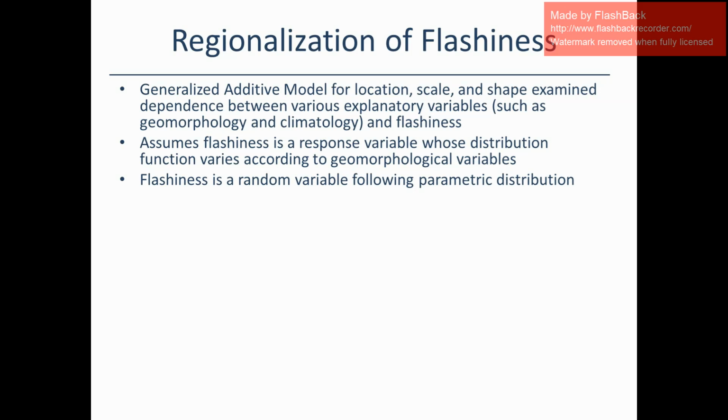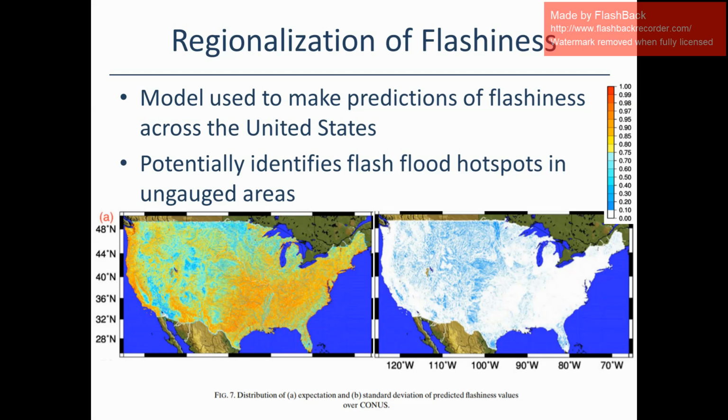Here's the meat of the study. The model is used to make predictions of flashiness across the United States. It potentially identifies flash flood hotspots in ungauged areas. Better understand the risks in areas where we don't have data. On the left, we have the distribution of expected flashiness values. So the warmer the color, the more expected it is to be flashy. Right, we have the standard deviation of the model.